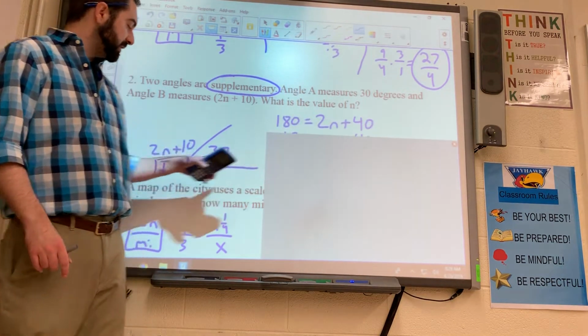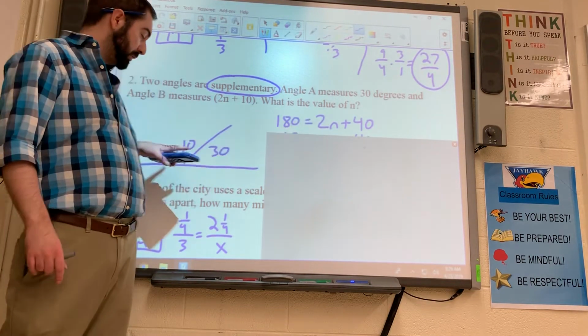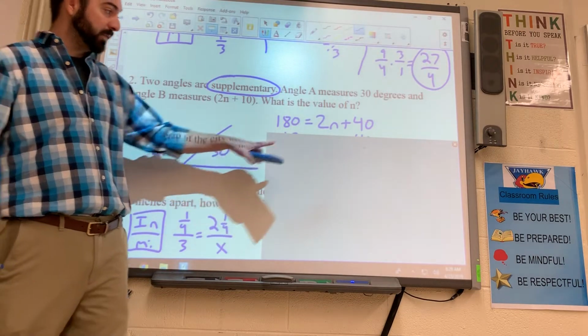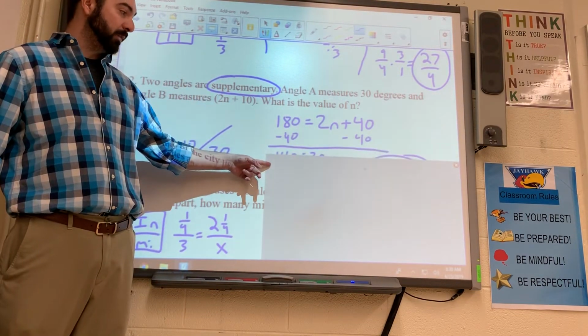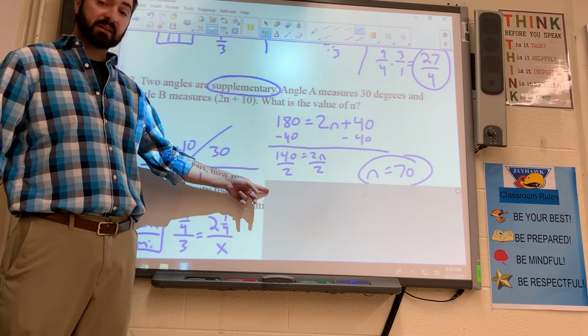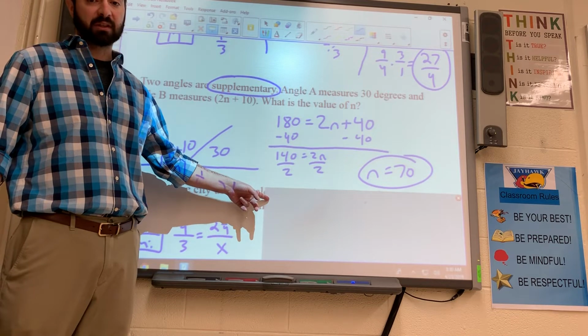I know that these 2 angles add up to 180, so I could say 180 is the same as 2n, positive 10, positive 30, positive 40. From there, easy 2-step equation, subtract 40 from both sides. 140 is the same as 2 times n, so I have to divide by 2, and I'd find out n is actually 70.